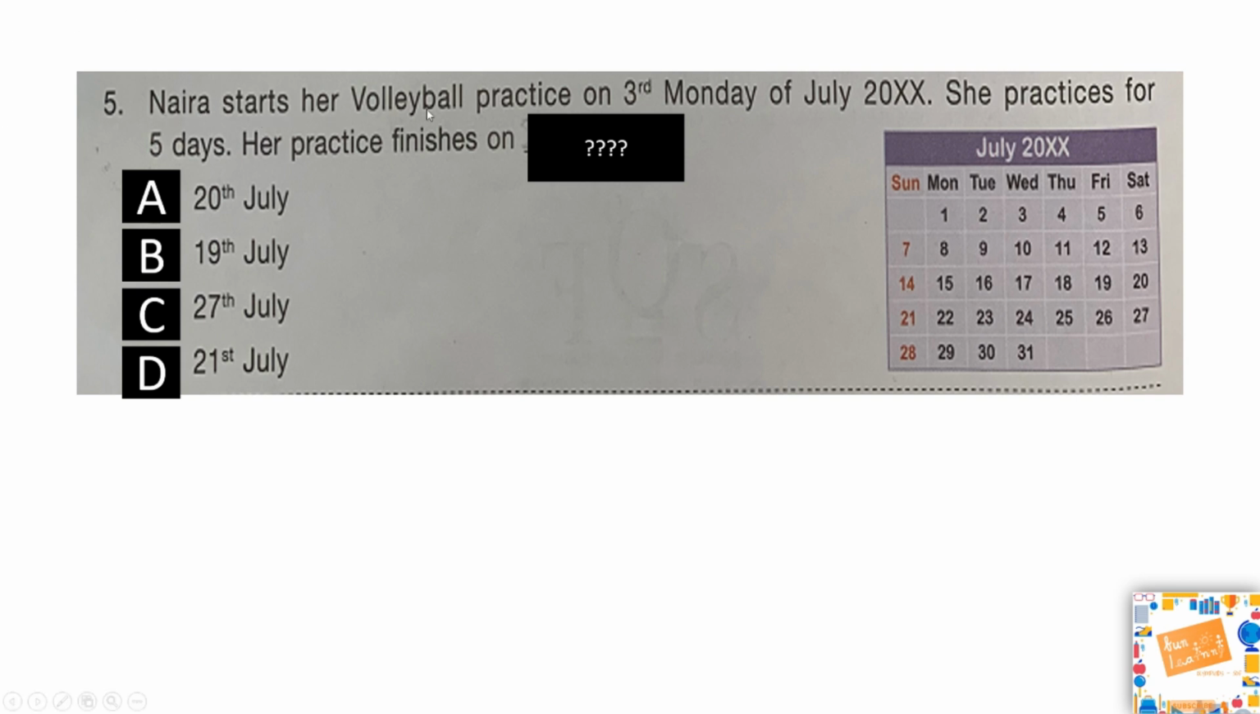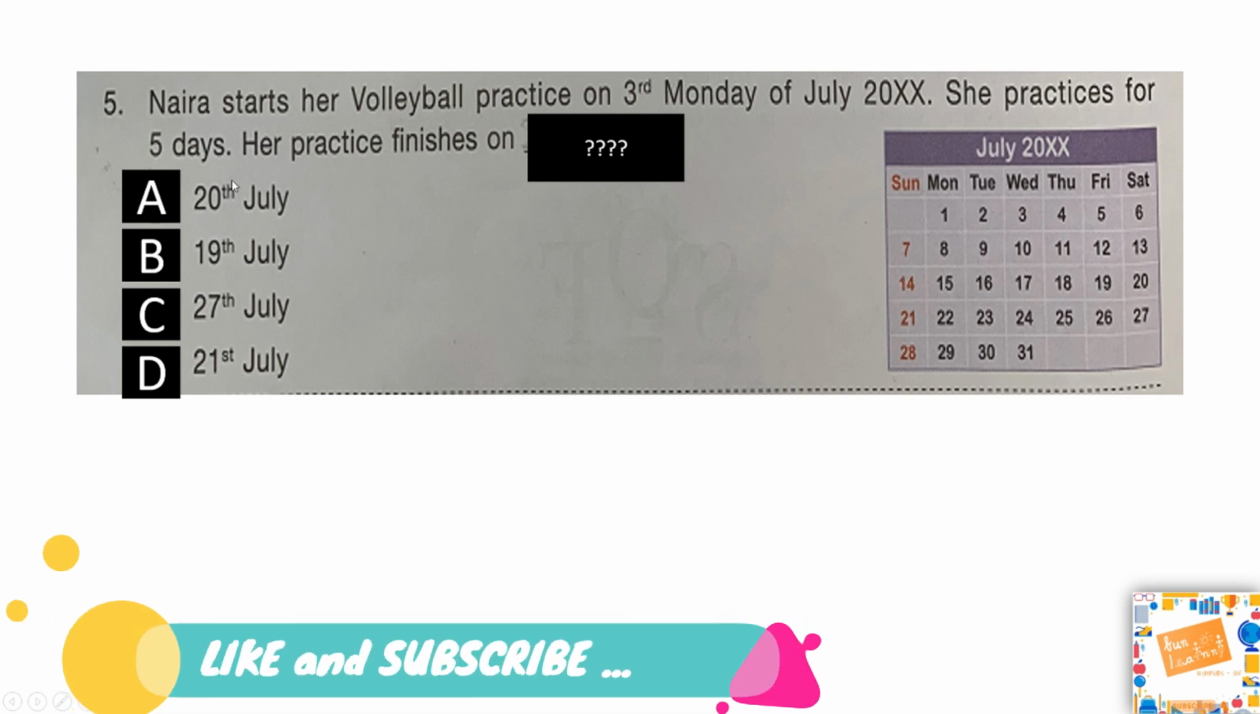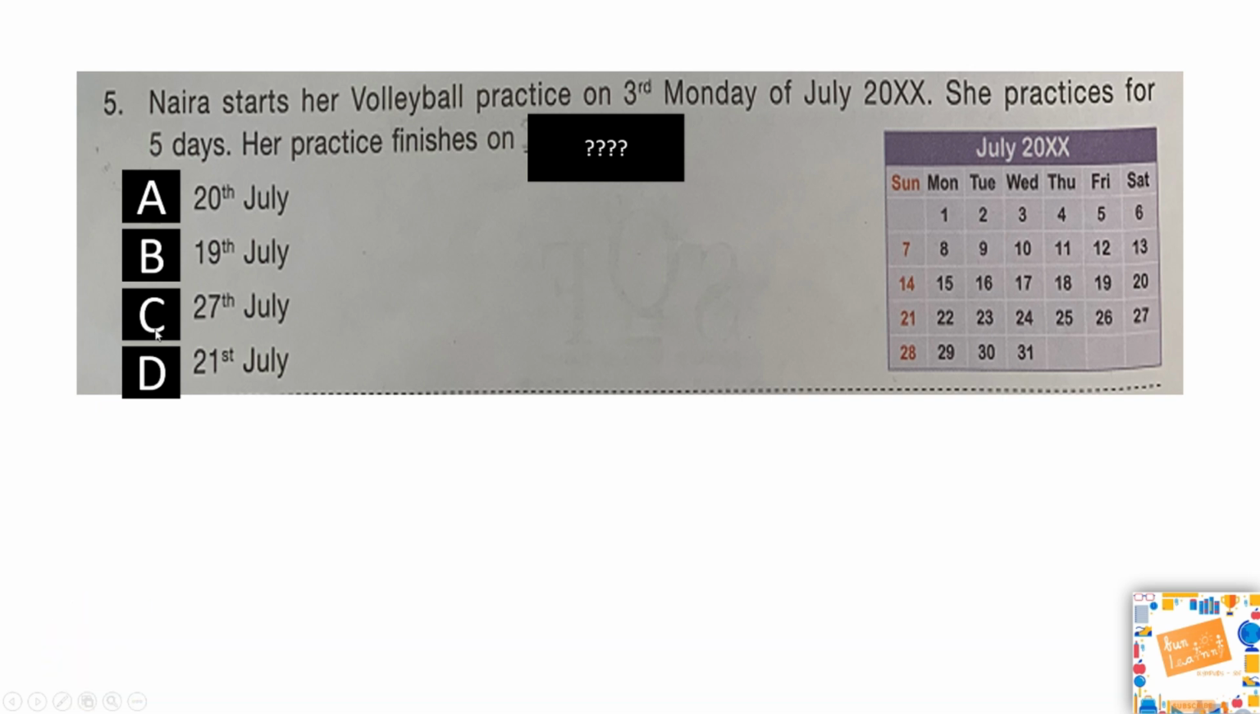Naira starts her volleyball practice on 3rd Monday of July. She practices for 5 days. The practice finishes on which date? Is it A, 20th July? Is it B, 19th July? Is it C, 27th July? Or D, 21st July? Try it out.